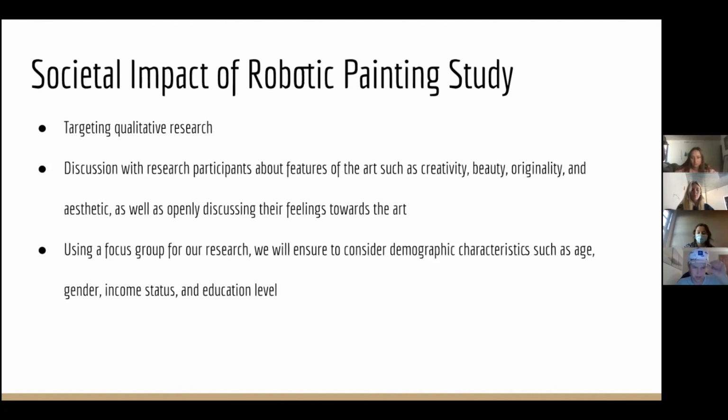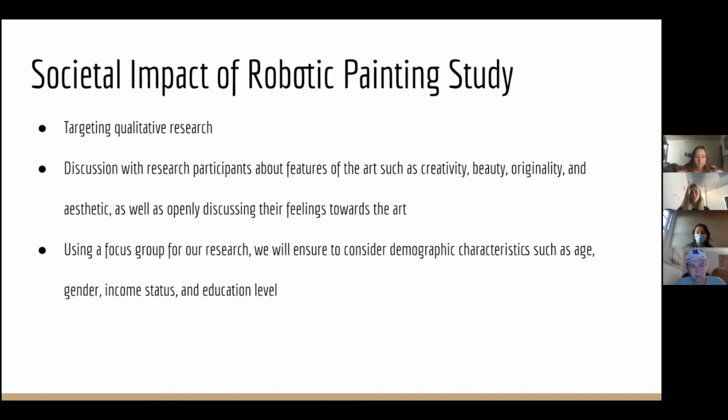Because artwork is based much around creativity and very open to discussion, we are targeting qualitative research with our research process involving a discussion with research participants about features of the art such as creativity, beauty, originality, and aesthetic before and after learning that the art was created by robots, as well as openly talking about their feelings towards the art. We're also going to make our research process longitudinal. We considered the option of cross-sectional, but to see how people's opinions would change over time, it would be troubling to gather information in a qualitative manner and would not really provide any additional insight into our specific question.